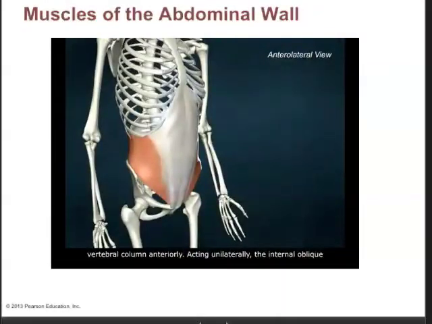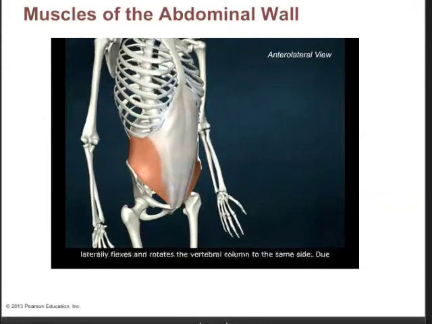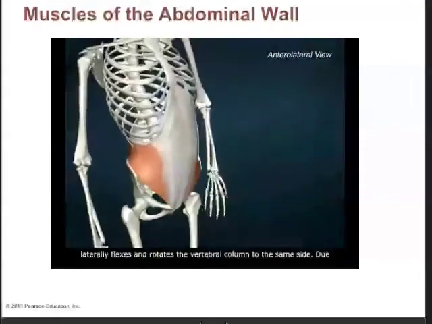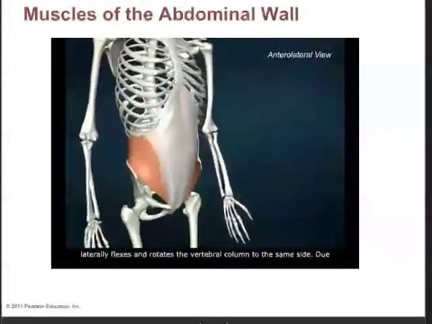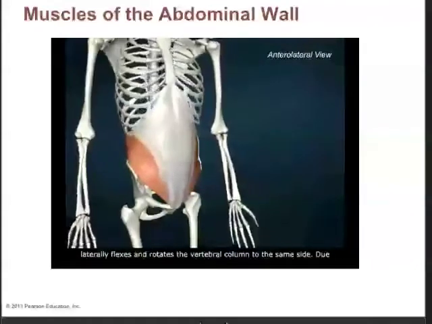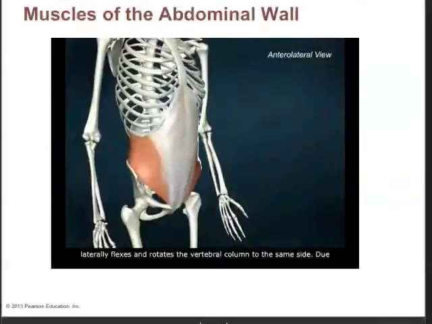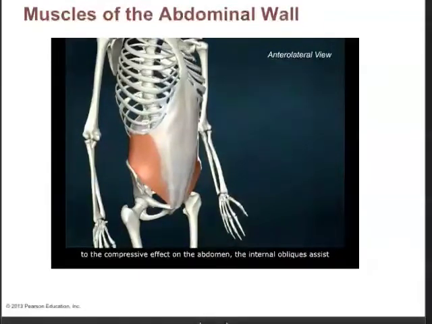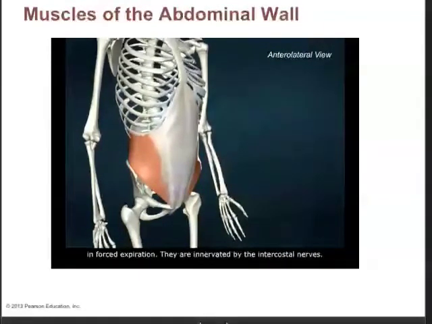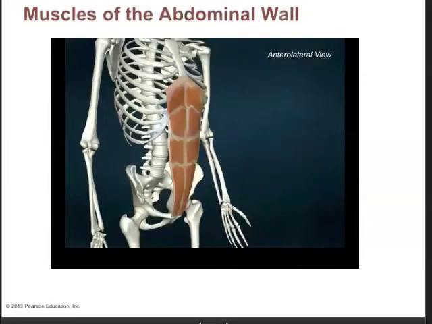Acting unilaterally, the internal oblique laterally flexes and rotates the vertebral column to the same side. Due to the compressive effect on the abdomen, the internal obliques assist in forced expiration. They are innervated by the intercostal nerves.